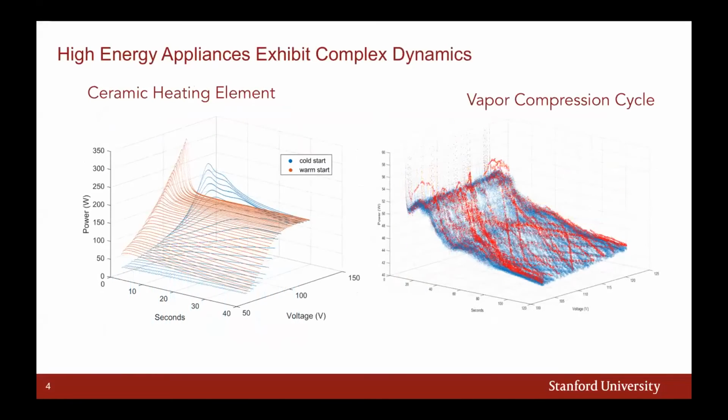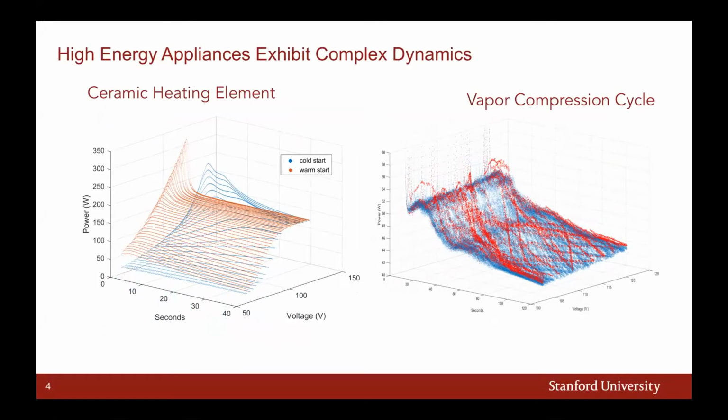So for this work, we focused on two main categories of residential loads. The first being ceramic heating elements. These are commonly used for space heaters. They're also used in various kitchen appliances like coffee makers and so on. They're popular because ceramic heating elements' resistance increases as the temperature increases, so they're inherently stable and safe.